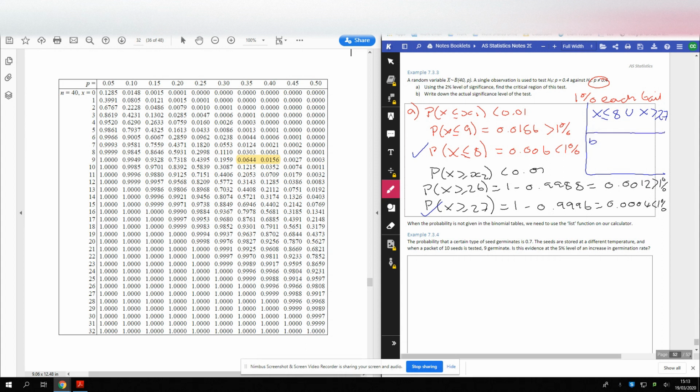In order to do part B, all you need to do is add the two probabilities together. So I've got 0.0004 plus 0.006, which is equal to 0.64%.